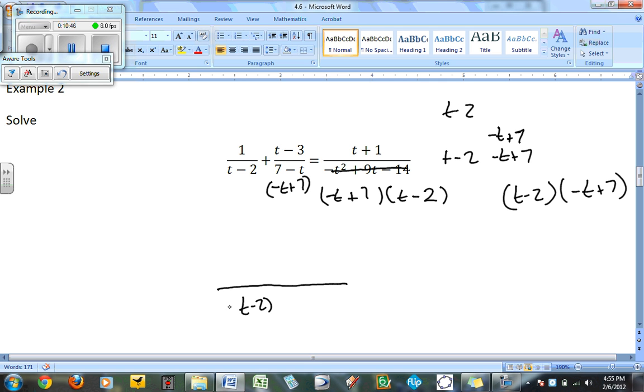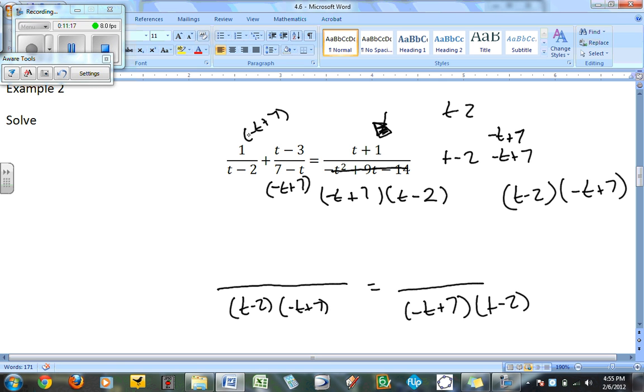So t minus 2 and negative t plus 7. Of course, it just so happened in this example that this also worked out, where it's not always going to be the case, but we're not going to have to multiply this by anything. It already has everything it needs. So negative t plus 7, I keep saying that, and then t minus 2. And this one is missing a negative t plus 7, and we're going to multiply that through. If I distribute that 1 through, I get negative t plus 7. And then it's going to be plus, this one is missing a t minus 2.